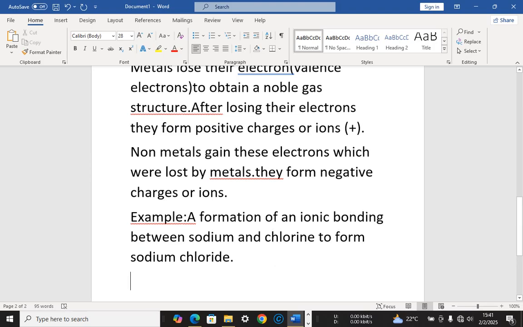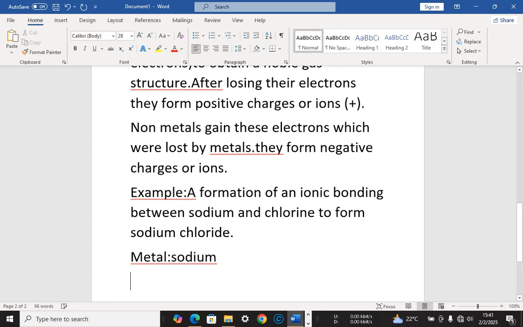Firstly, before doing anything, just identify which of these two elements given is a metal and which is a non-metal. The metal, in our case, we have already identified: it is sodium. What about the non-metal? In this case, it is chlorine. After identifying this, you have found the components of ionic bonding. You have identified a metal and you have also identified a non-metal.